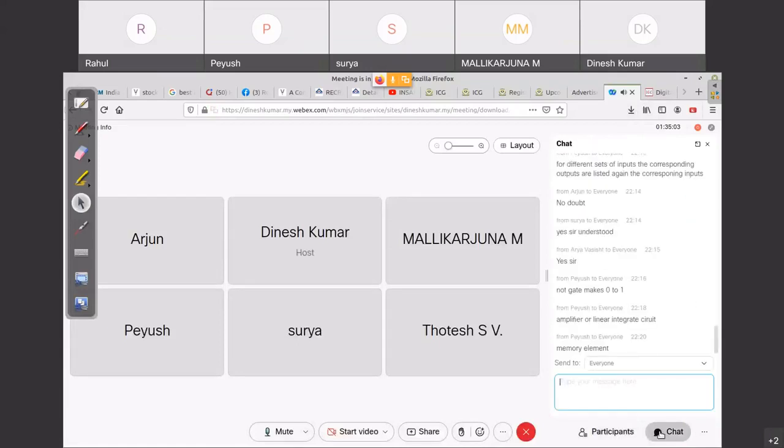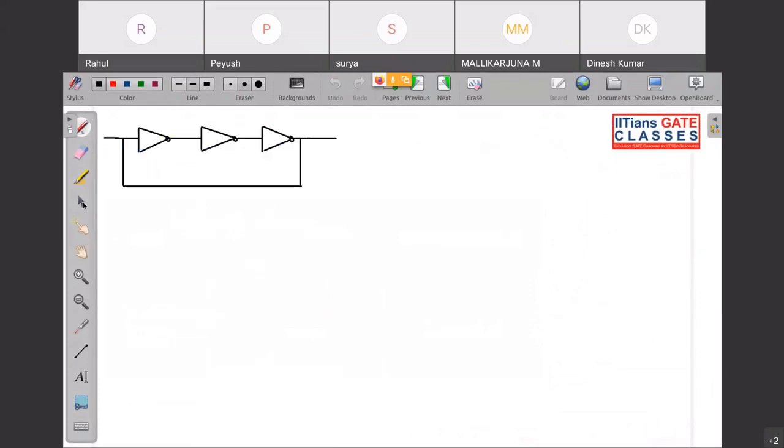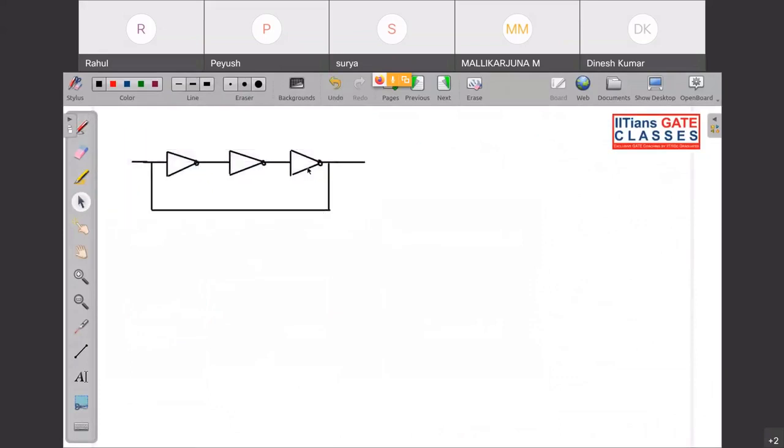Tell me, any issues, anyone? Okay, fine. So now let me ask you if you can analyze this circuit or not. So these are NOT gates. I want you to tell me what this actually is, if you have seen it. This is a very important concept, I will say. Here all the NOT gates have propagation delay of del t. So tell me now, what will be the output, or what is this circuit known as?